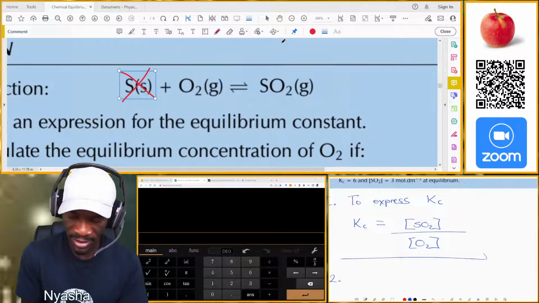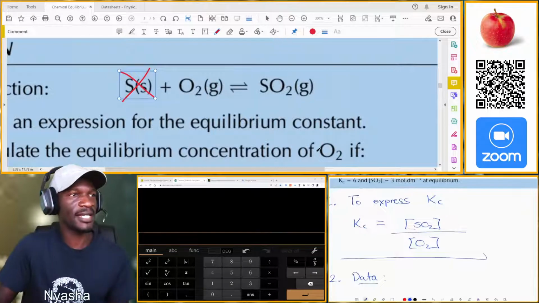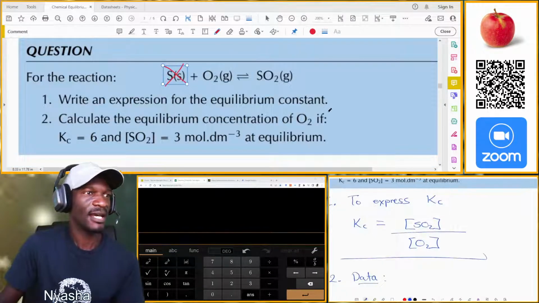So for question number 2, we have some given data. So these are our data. Let's just collect our data. Our data are as follows.